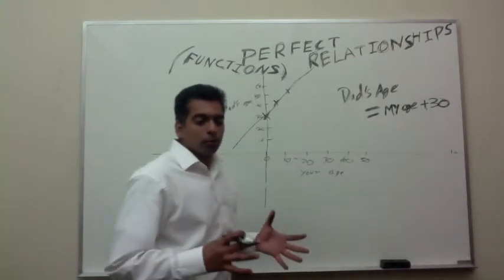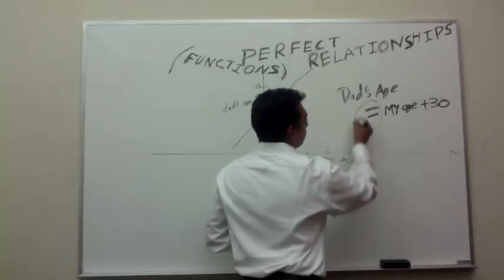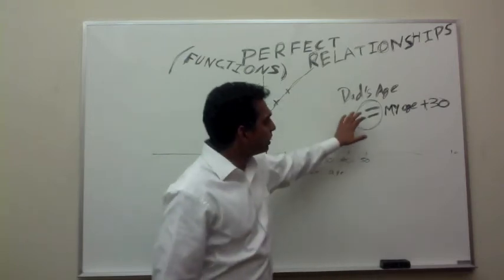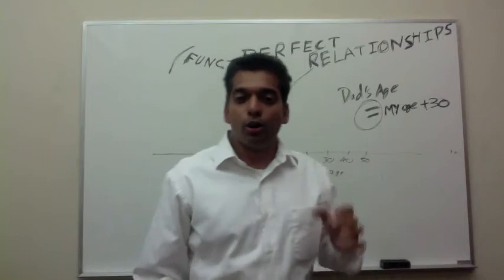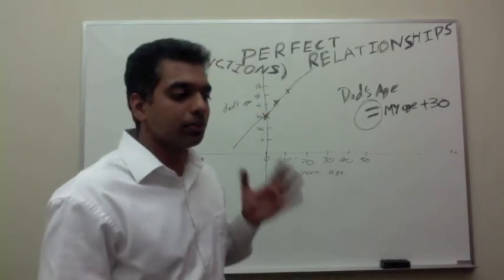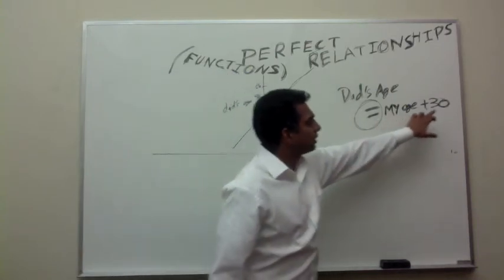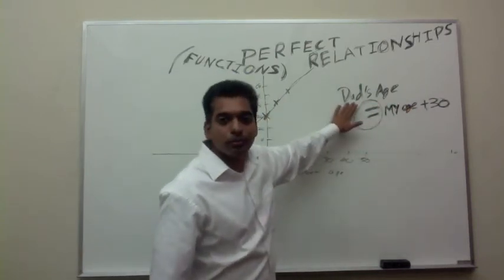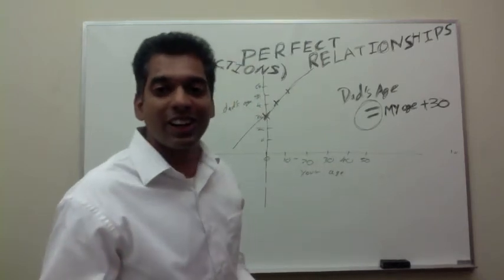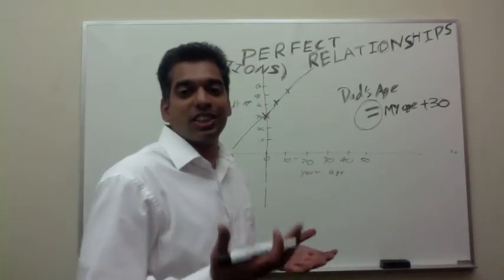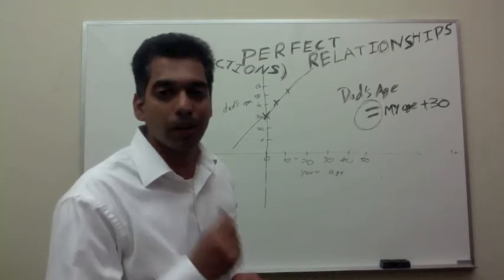Now, what you have to really focus on is this equal to sign. Okay, probably the most important part of the whole concept here is this equal to. What it's saying is no matter what date it is, what time it is, what minute it is, what second it is, my age plus 30 is equal to dad's age. Always true. Okay, that's a very important concept. That's what drives functions. That's what helps us make a lot of conclusions about them very quickly. Boom, boom, boom, like that.